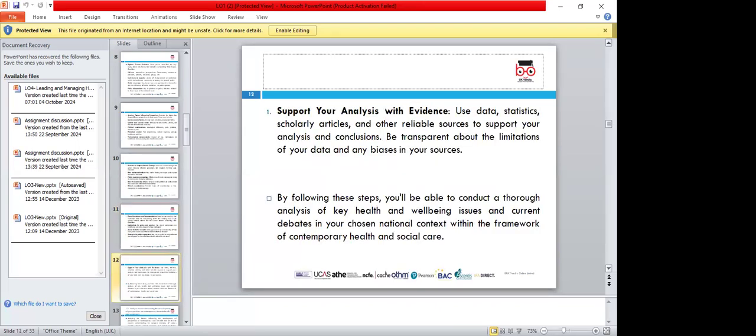It says that you use data, statistics and scholarly articles. You know about references, don't you? Yeah, sure. Good. So for anything that you say, you need to back it with evidence, and one of those is references. Okay.